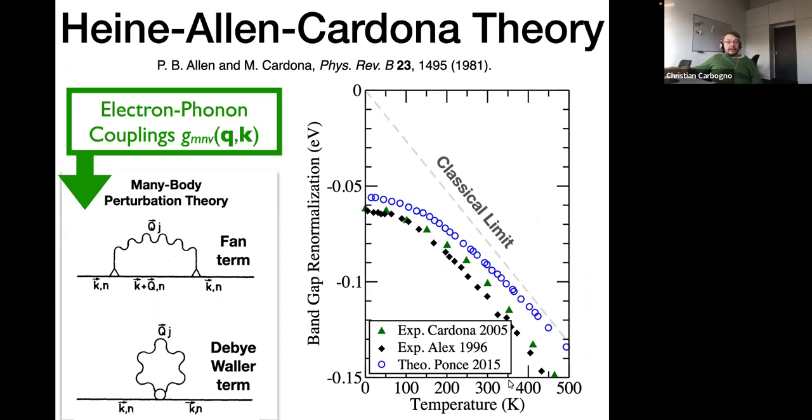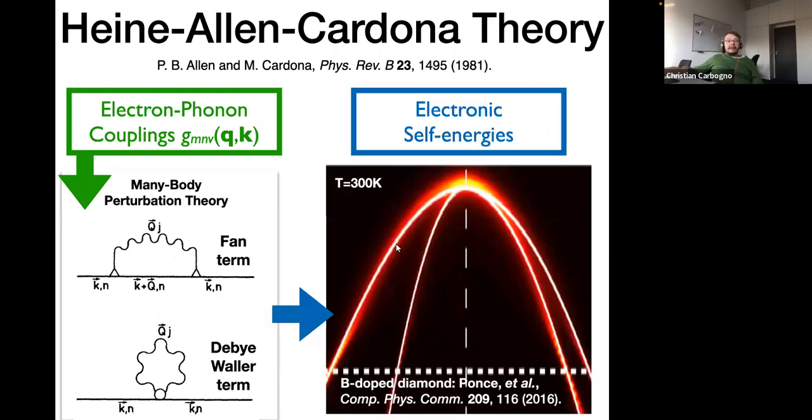Here you see that for silicon, different experiments and theories are in very nice agreement. You get a very accurate reproduction of what is measured experimentally. Now, the nice thing is that you can not only calculate this kind of band gap renormalization and its temperature dependence, you can also produce such nice spectral functions and then compare really to actual measurements.